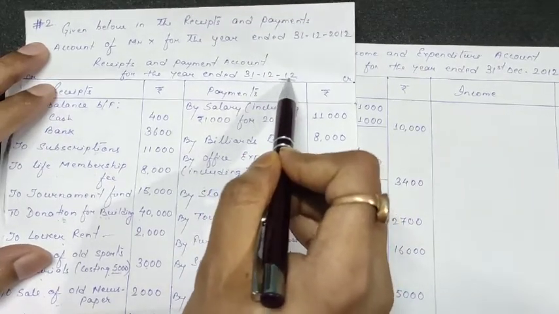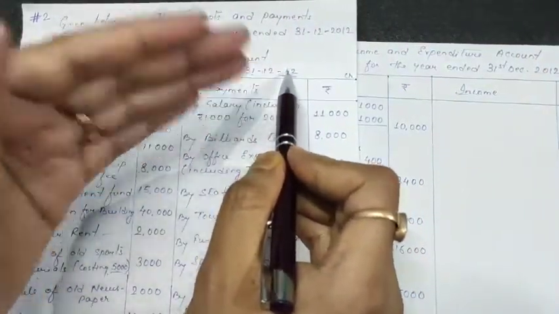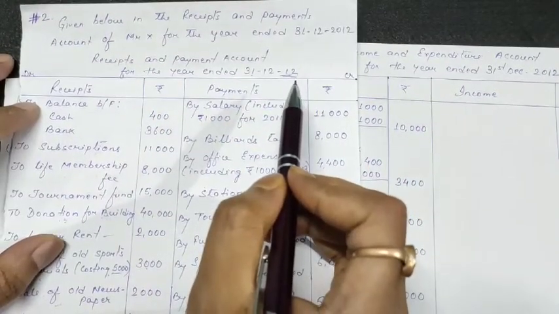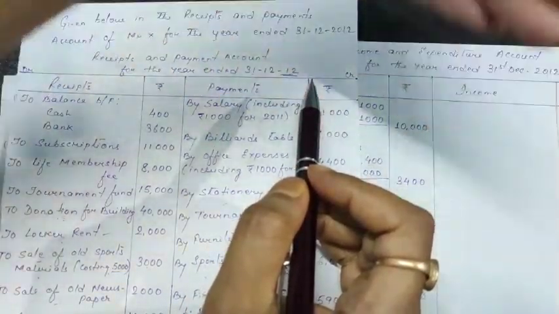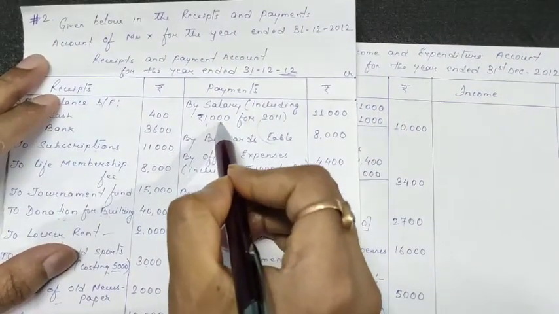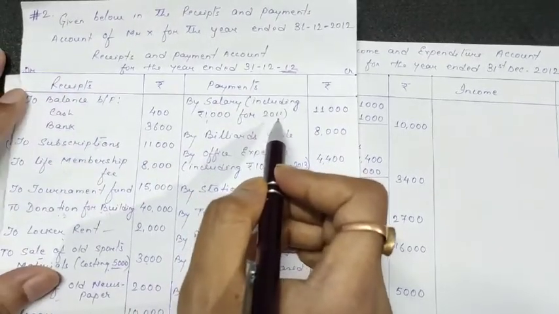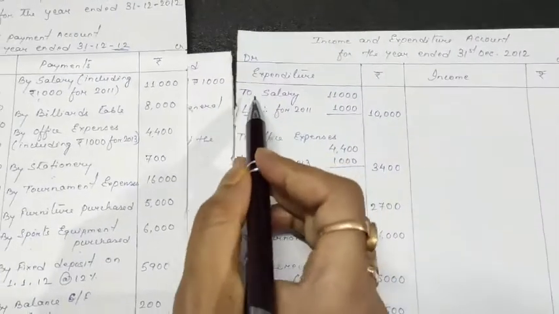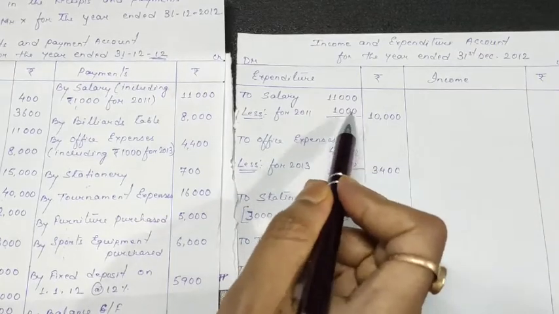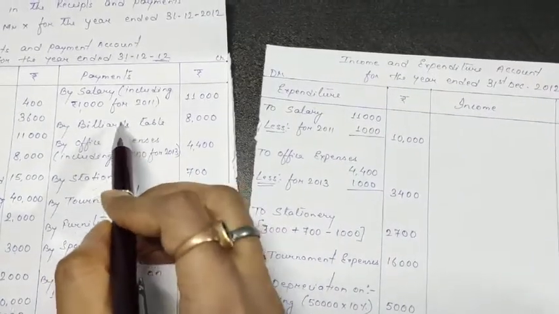Now if you have any amount which is included for the previous year or the next year, I mean to say for 11 or for 13, if it is included, that has to be subtracted. Previous year or the next year amount will not be included in the solution. So here they have mentioned that 1000 is included. For which year? 11, means previous year, right? So this amount will be subtracted. So that's what I have done here. You see, to salary 11,000 I wrote, less for 2011 1000, and the amount that will be coming in the amount column is 10,000. Okay, now billiard table will not be included because billiard table is an asset.